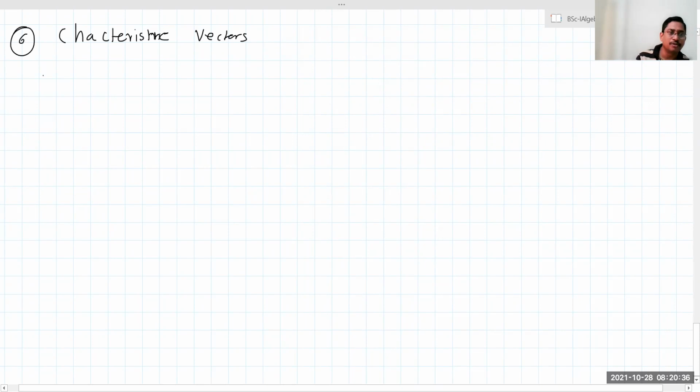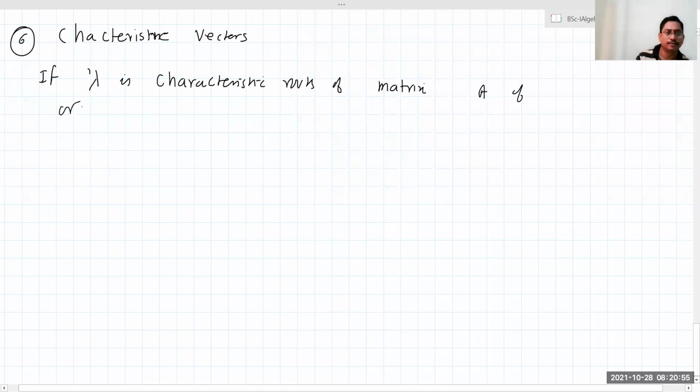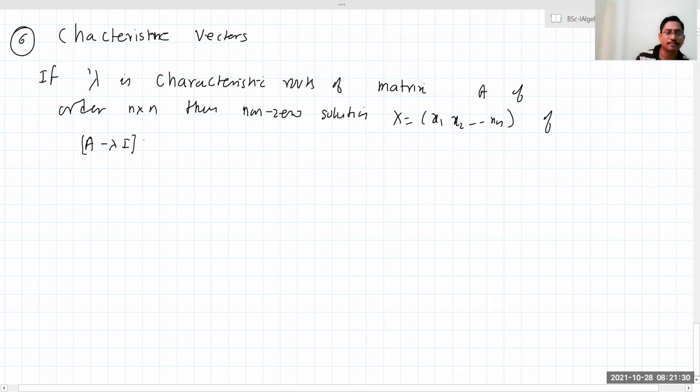So if lambda is a characteristic root of matrix A of order n by n, then here a homogeneous system will come. A non-zero solution x, that is x1, x2, ..., xn, of the homogeneous system (A minus lambda I) times x equal to 0.